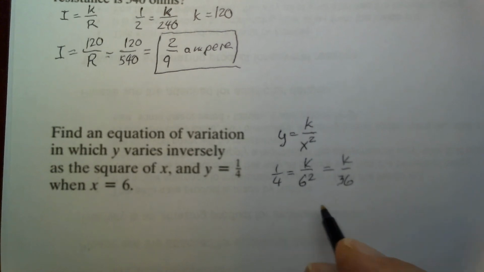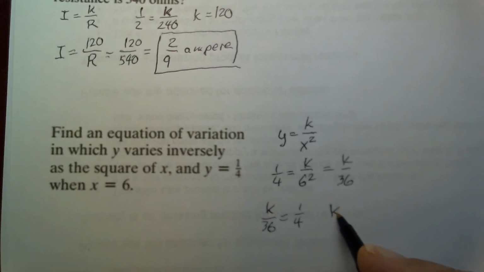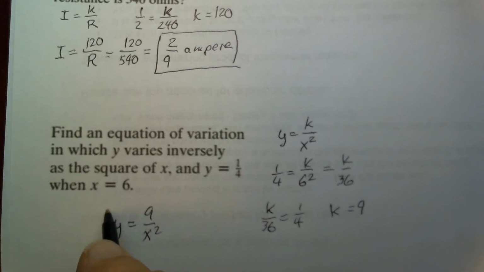So when we take the equation k divided by 36 equals 1/4, we isolate k by multiplying both sides by 36, and 36 divided by 4 is equal to 9. So our equation of variation is then y equals 9 divided by x squared.